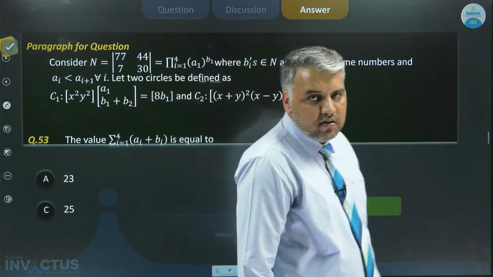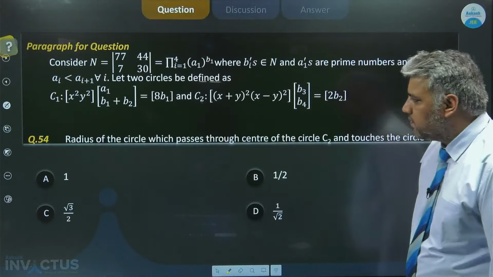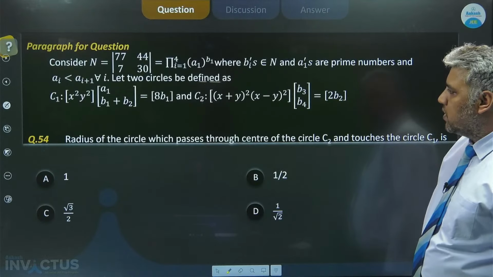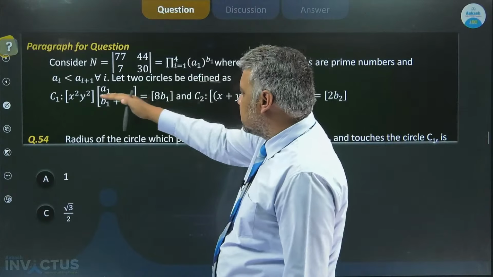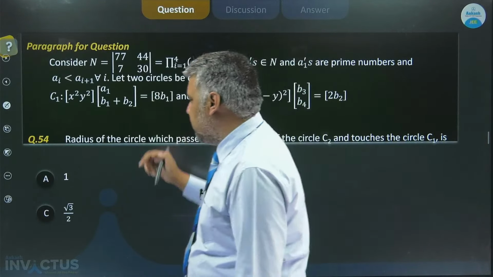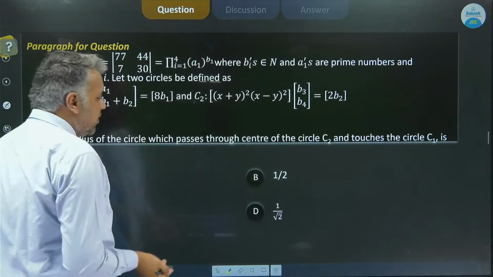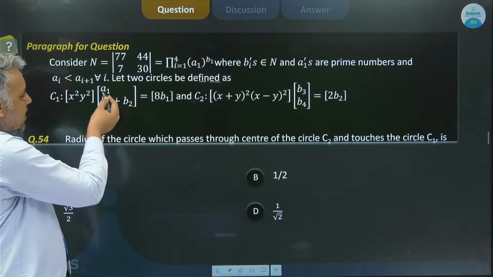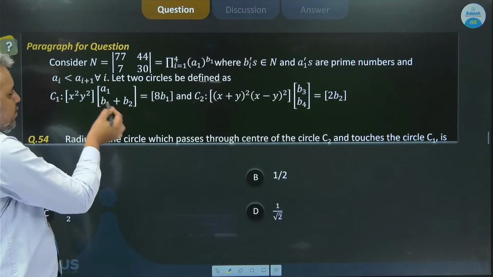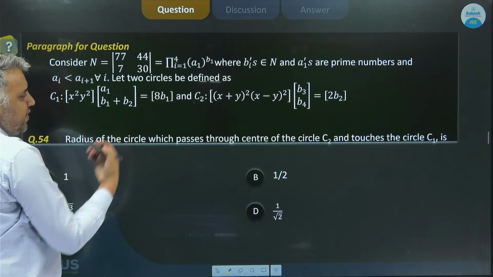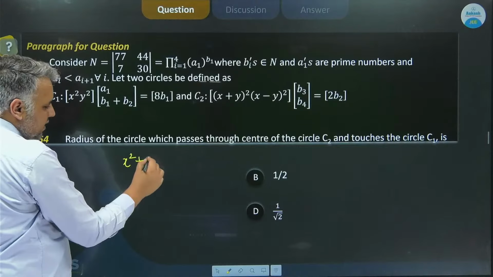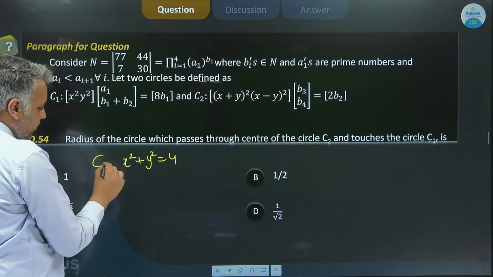Yeah, 37. D option is correct answer. In next question, again there is some data that they define two circles in the matrix form. So if we observe this, because we have calculated AIs and BIs, A1 is 2, so this will be 2x square, and B1 plus B2 is again 2. So 2x square plus 2y square is 8. So x square plus y square is equal to 4 is circle C1.